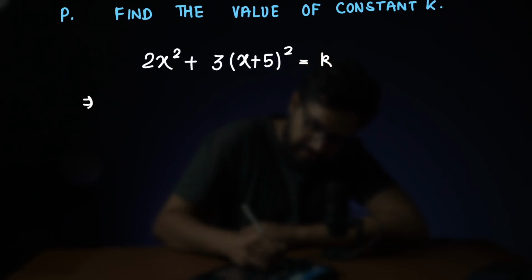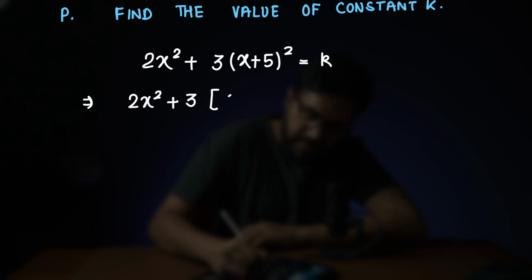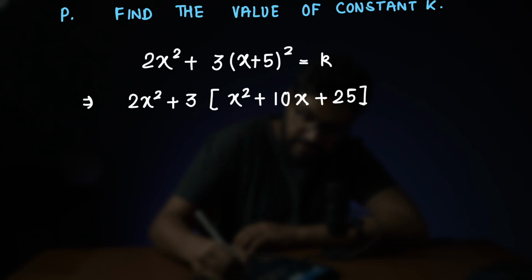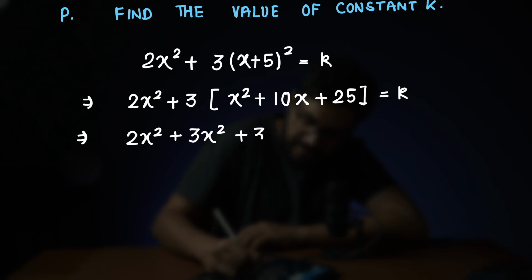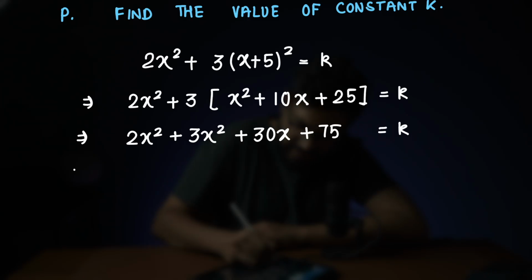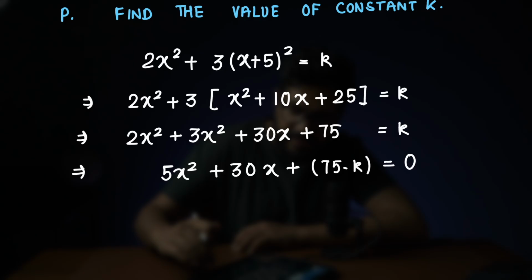Simplifying this equation, we get 2x² + 3(x² + 2·5·x + 5²) = k. Opening the bracket, we get 2x² + 3x² + 30x + 75 = k. This gives us 5x² + 30x + 75 − k = 0, bringing the k term to the left hand side.